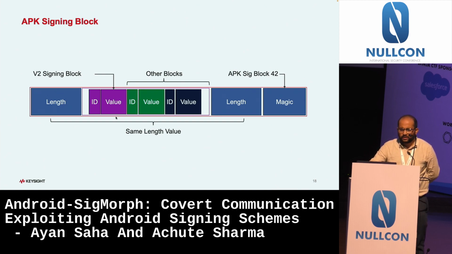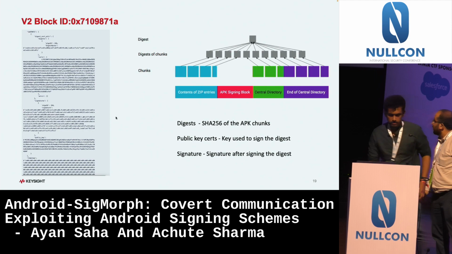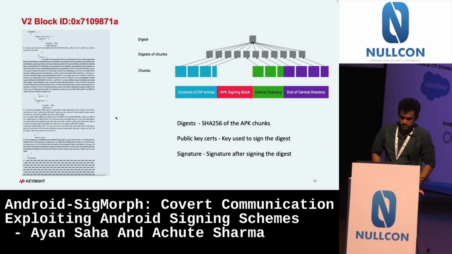So let's look at these blocks in more detail. There are certain mandatory blocks here that need to be present, so we'll start off with those. We will see how V2 signing works, and then we'll cover the other blocks that are there and what can allow us the freedom to move stuff around or change stuff around here. So let's first take a look at one of the first mandatory blocks, which is the V2 block, which actually contains the V2 signature inside the APK signing block.